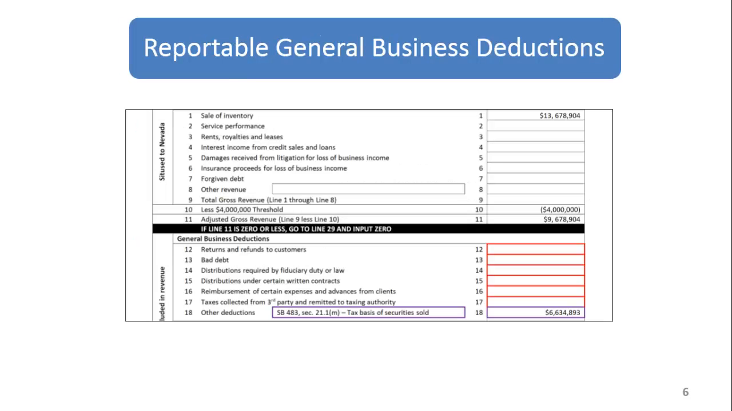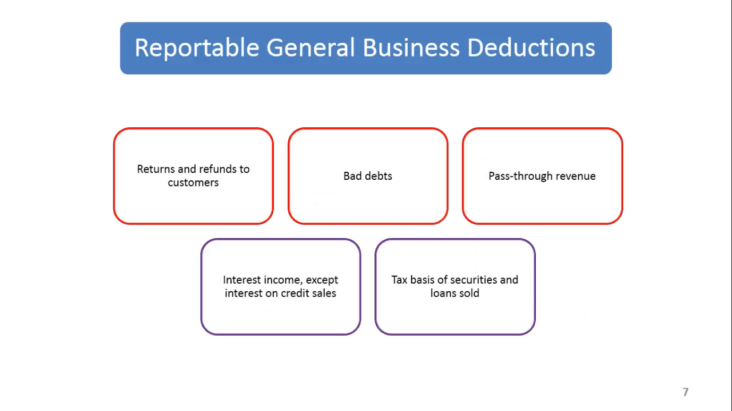This is a snapshot of the commerce tax return showing the lines used to report general business deductions. Remember that the amount of the deduction has to be included in gross revenue on the return before the deduction is available. General business deductions include returns and refunds to customers, and bad debt. This deduction conforms to Internal Revenue Code 166, so bad debt that would be deductible for federal income tax purposes would also be deductible for commerce tax. Pass-through revenue. This deduction is specifically defined for commerce tax, and we will discuss it in more detail shortly.